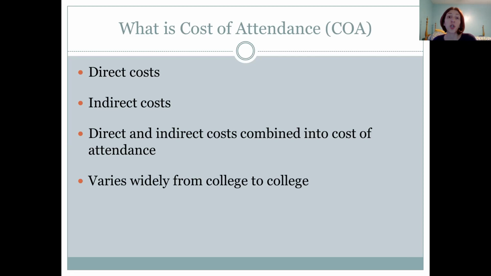So first off is your cost of attendance, or the COA. It's comprised of direct costs, meaning those things that are charged directly to you: tuition, fees, room and board if you're living on campus, books maybe. And indirect costs: room and board if you're not living on campus, if you're a commuter, transportation costs, personal costs, things that you're going to have throughout the school year, but not something that the school is actually charging you on your account for. Those two things combine to make the cost of attendance, and this can vary widely from college to college because, of course, each college has different costs.